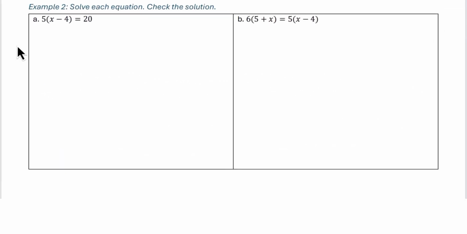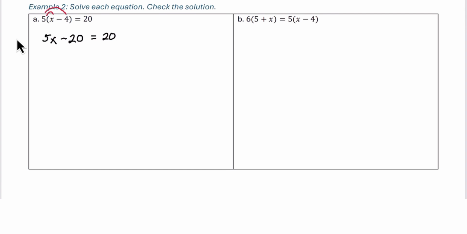In this example, notice we have parentheses. We first need to distribute the 5 to remove the parentheses. 5 times x is 5x. 5 times negative 4 is minus 20. And this is equal to 20.